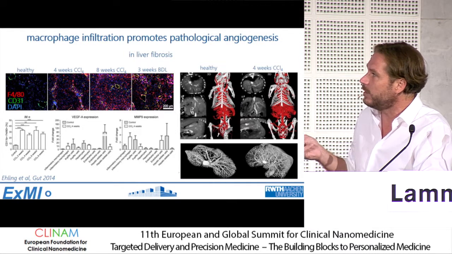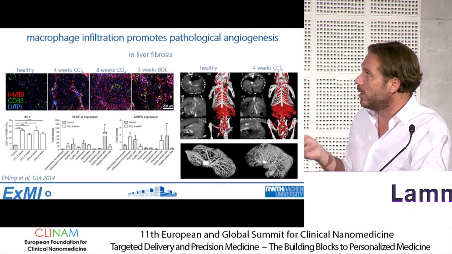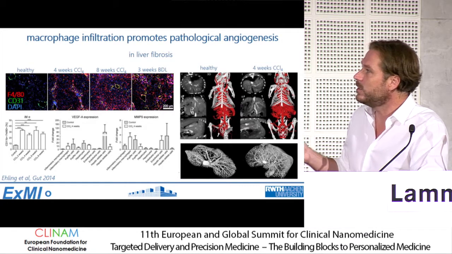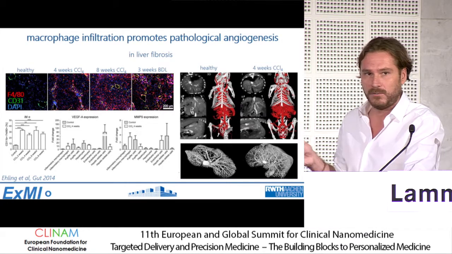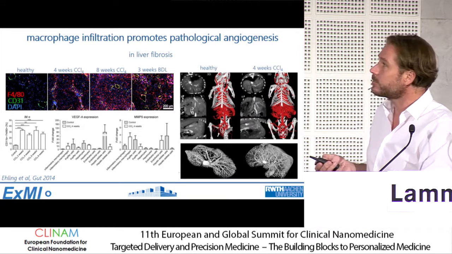So these are the in vivo CT images. These are the ex vivo CT images. This is a healthy mouse. This is a mouse with liver fibrosis 4 weeks after the induction of liver fibrosis. And you see way more small blood vessels here. So this is typical features of pathological angiogenesis.